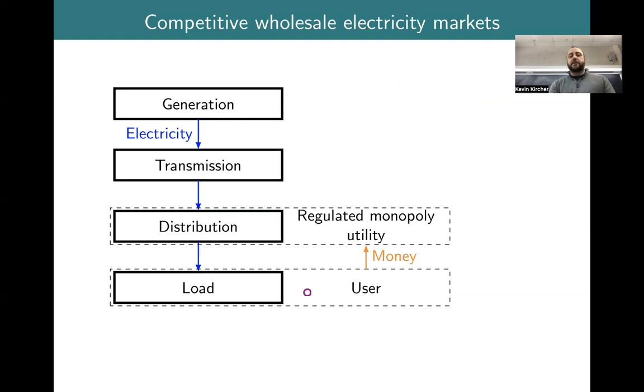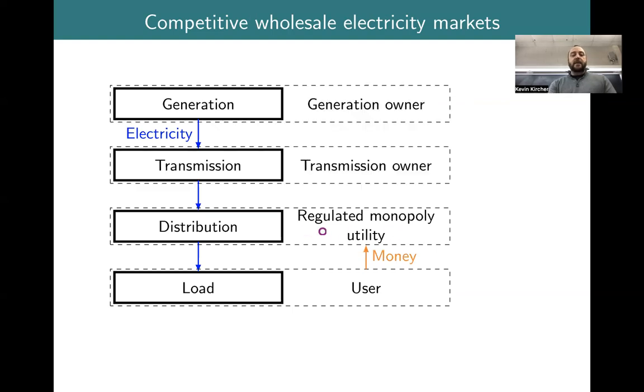So the users still are responsible for the loads, and they still pay money, often to a still-regulated monopoly utility, but sometimes there is competition at the retail level as well. But the companies that own the transmission and the generation are in general separate from the utility. Some utilities do own both transmission and distribution, but usually they're not allowed to own all three. So the generation assets basically were divested.